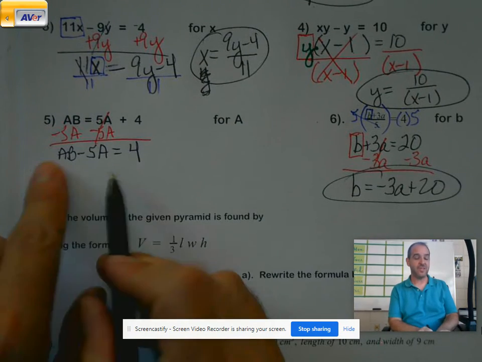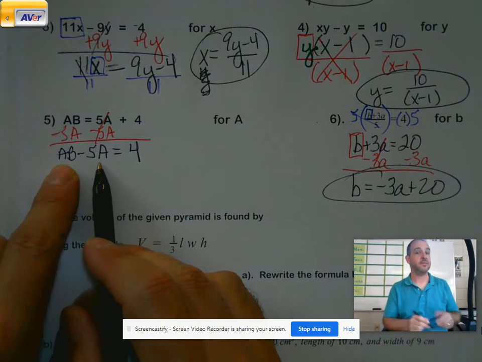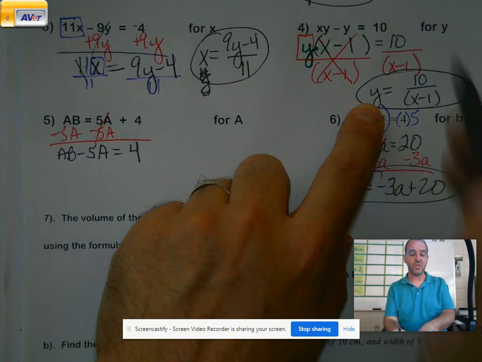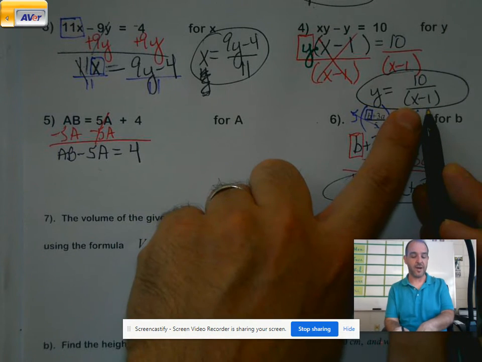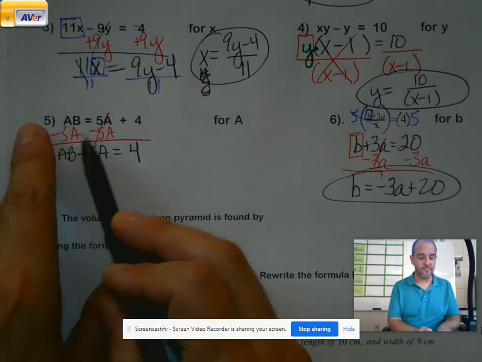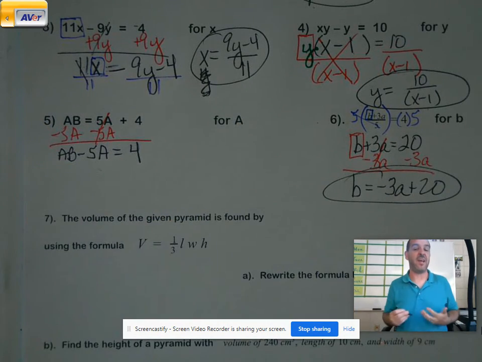Now, my a terms are on the same side of the parentheses, they need to be, because in this case, a can't be part of my answer. Or back in number 4, the variable you're solving for can't be part of your answer. So I can't have y equals and have y over here. And when I'm doing number 5, when I solve for a, I can't have a in my answer either. There's just something else to ponder.